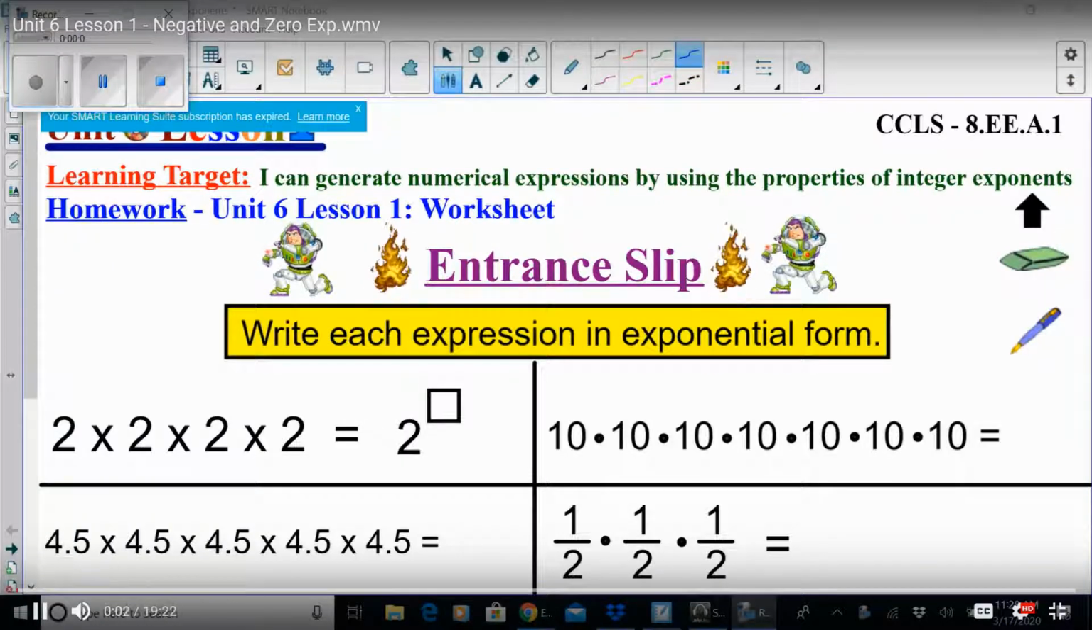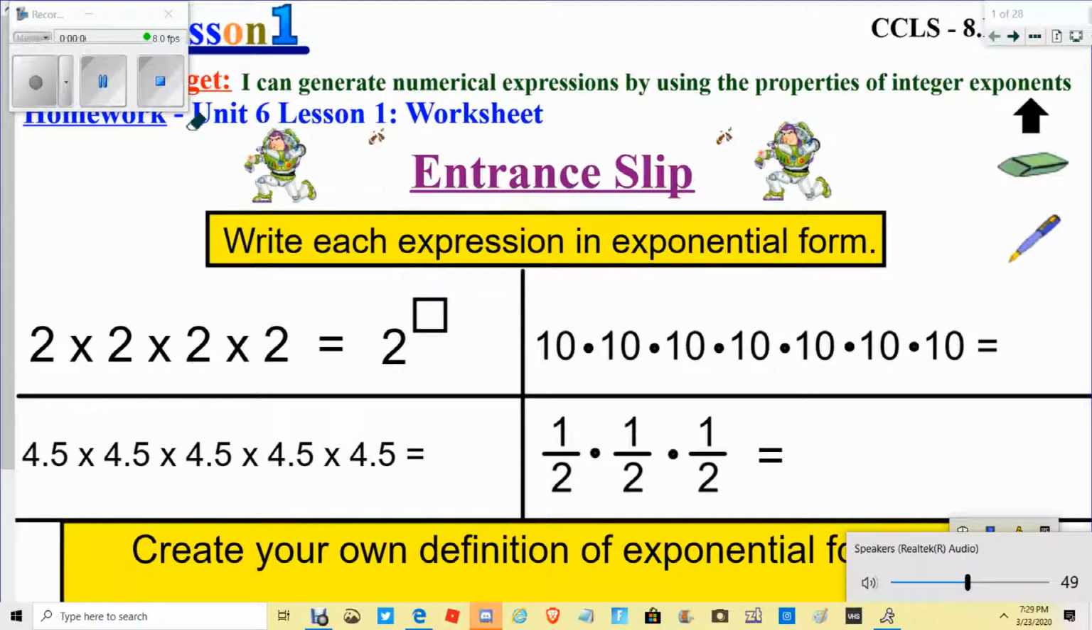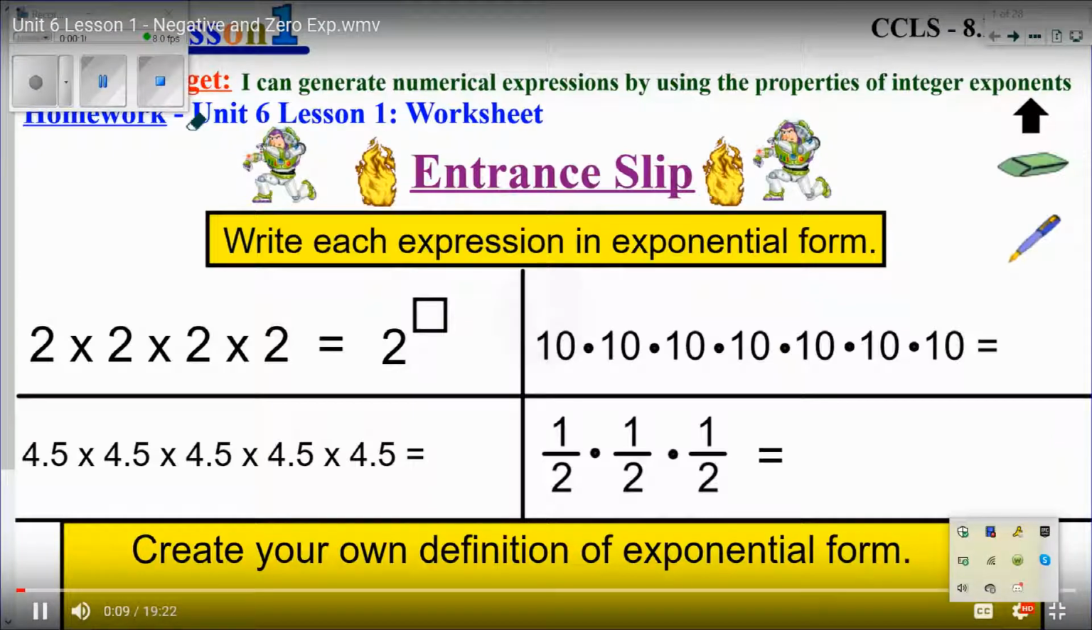We are going to do Unit 6, Lesson 1. So, please complete the first slide. We'll give you a few minutes to do it. So, hit pause when you're ready, hit play, and assess your answers.